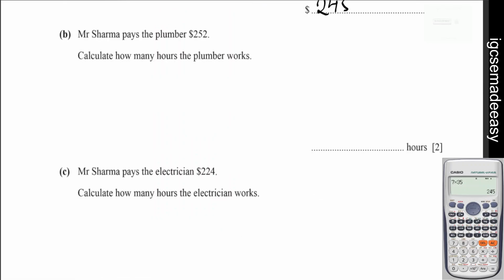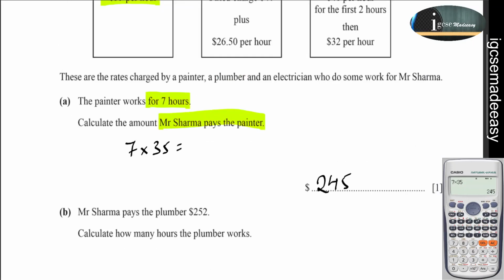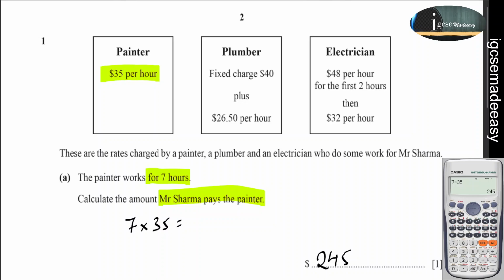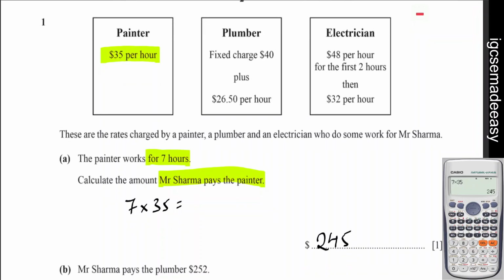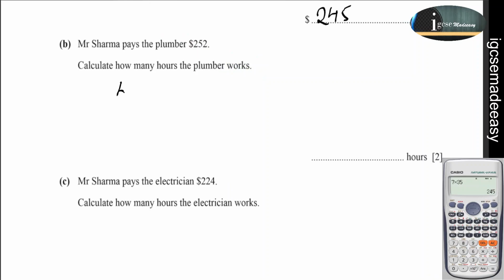Part B. Mr. Sharma pays the plumber $252. Calculate how many hours the plumber works. The plumber charges $40 plus $26.50 per hour, but we don't know how many hours he worked. Let's say the number of hours is x.